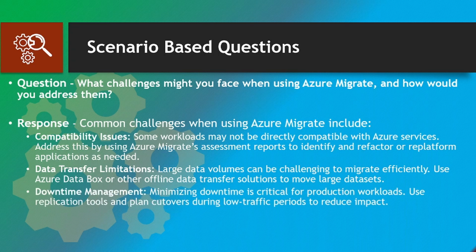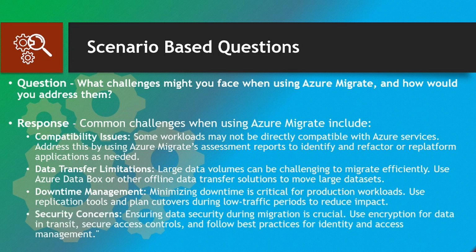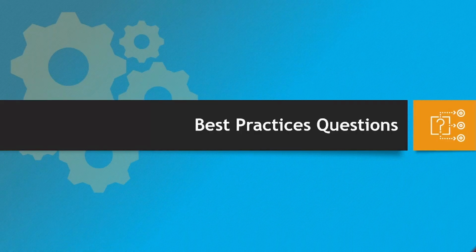Downtime management. Minimizing downtime is critical for production workloads. Use replication tools and plan cutover during a low traffic period to reduce impact. Security concerns. Ensuring data security during a migration is crucial. Use encryption for data in transit, secure access control, and follow best practices for identity and access management. Now we'll go to best practice questions.